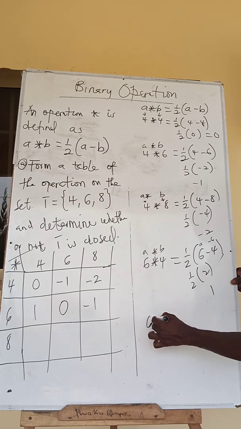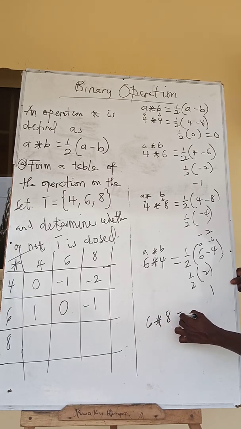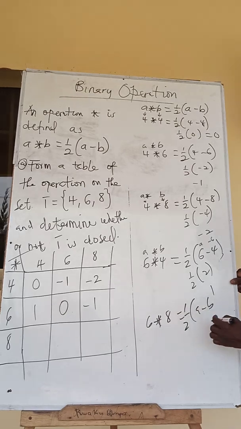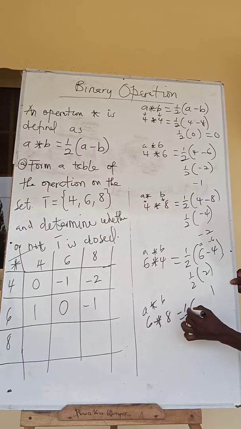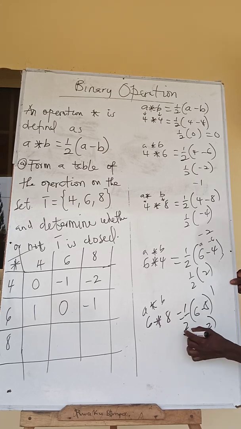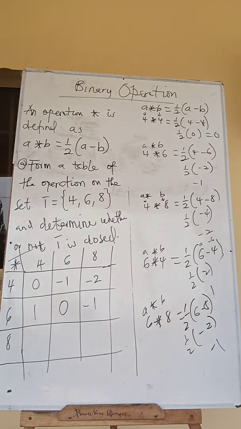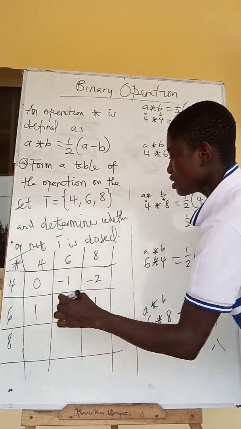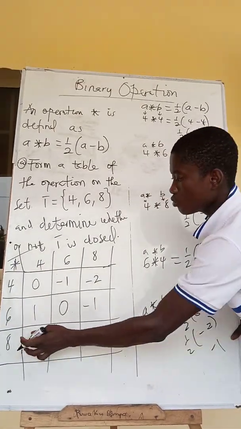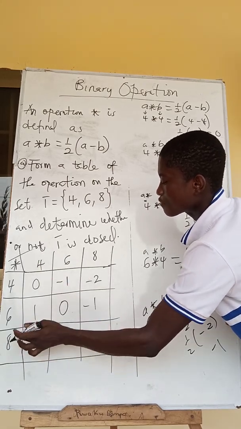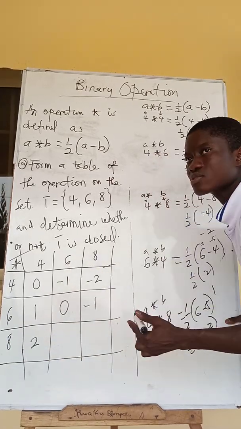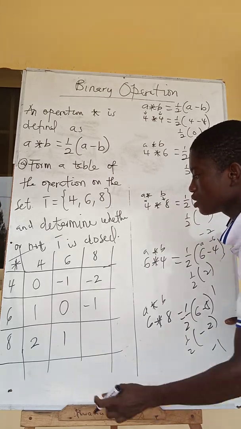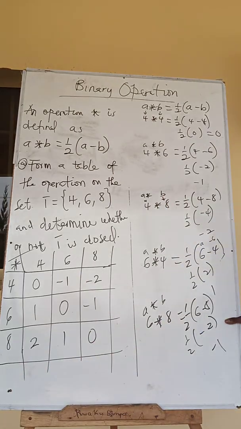Let me do this one, then I'll not do it again. Half of A minus B, where A is 6 and B is 8. Since mine is -2, half of -2 is -1. So that's why I wrote -1. The formula is A minus B. For 8 star 4, 8 minus 4 is 4, and half of that you get 2. 8 minus 6 you are going to get 2, and half of that is 1. 8 minus 8, I'm going to get 0.